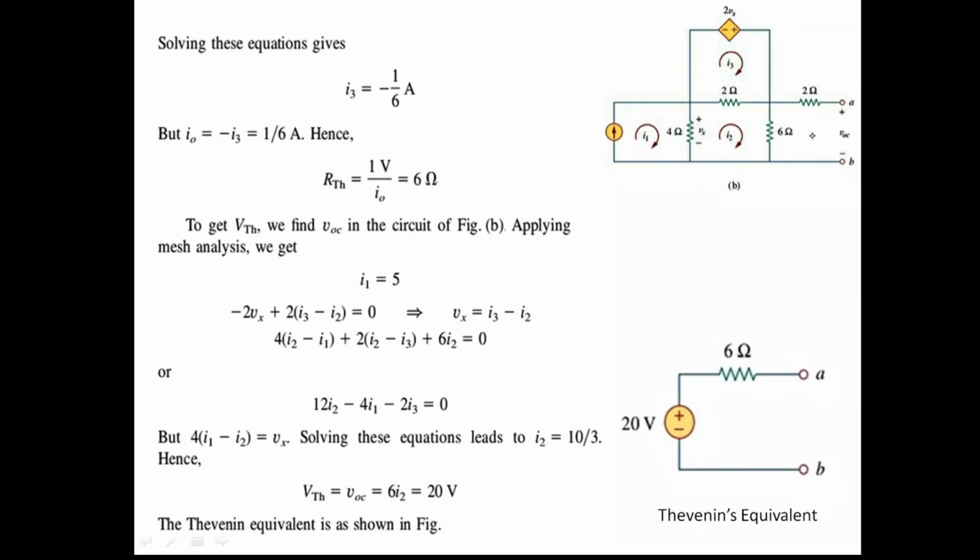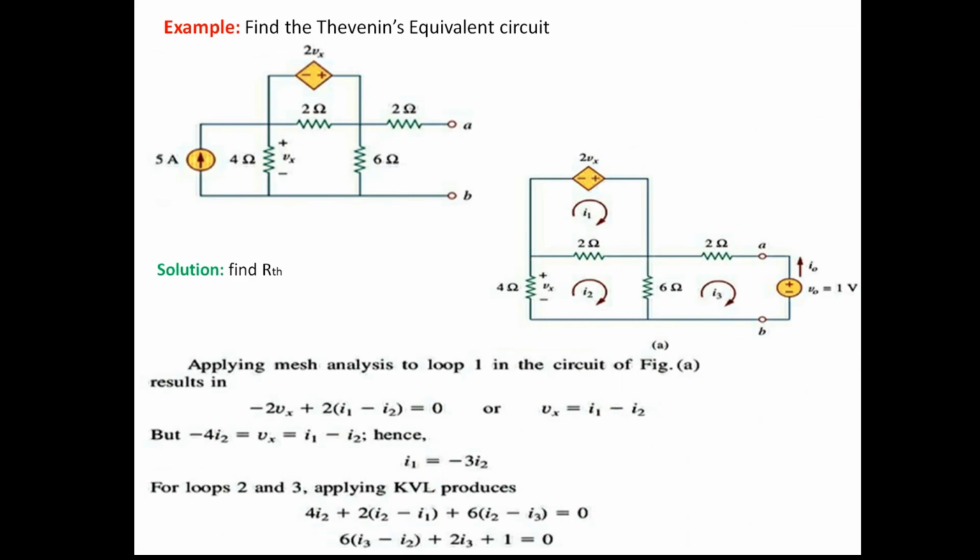So therefore what is VOC or VTH? 6 times I2. So 6 times I2 is VTH, and that is given by 20 volts. Likewise you can find the Thevenin's equivalent of this example, right? ఇలాగా డిపెండెంట్ సోర్సెస్ ఉన్న వాటికి ఇలా చేస్తాం.